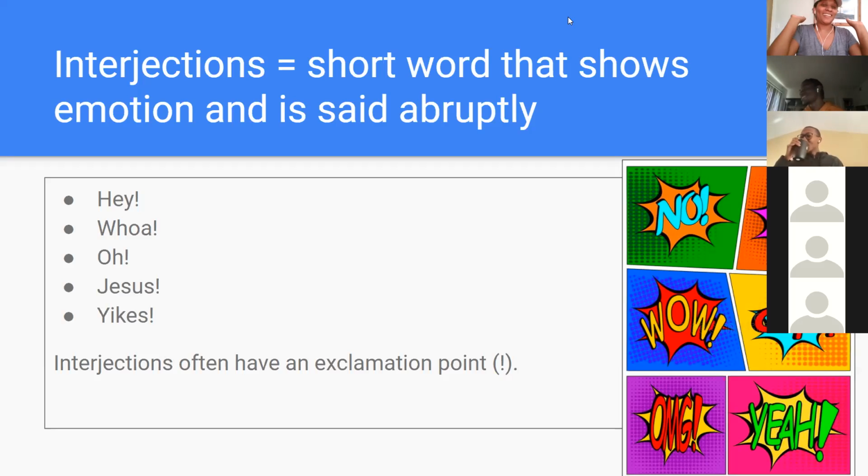But anyway, whoa, right? Oh, Jesus, you know, yikes. Those are all interjections and they usually end with an exclamation point, as you can see on the side. No, pow, whoops, OMG. Yeah, it's just to express this emotion and it's said abruptly.